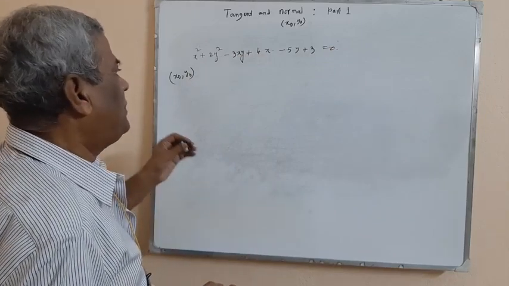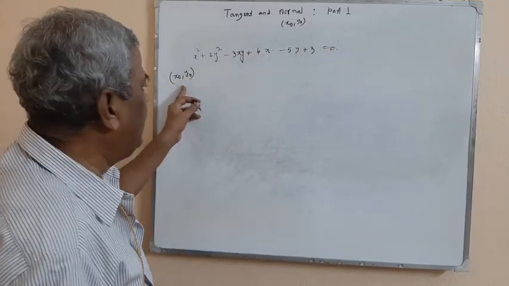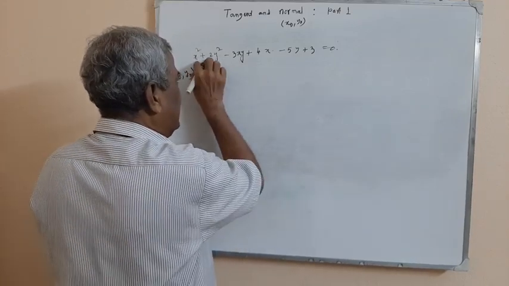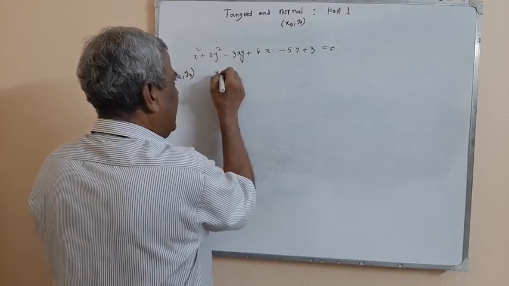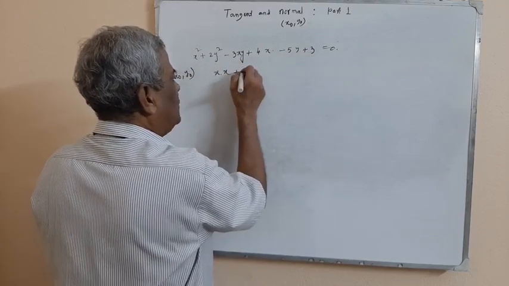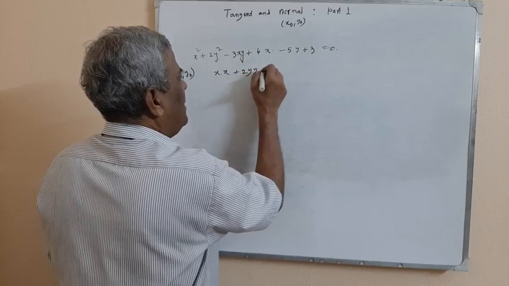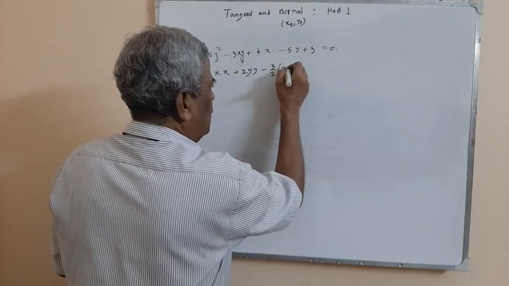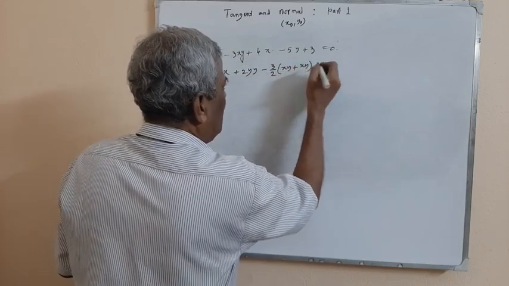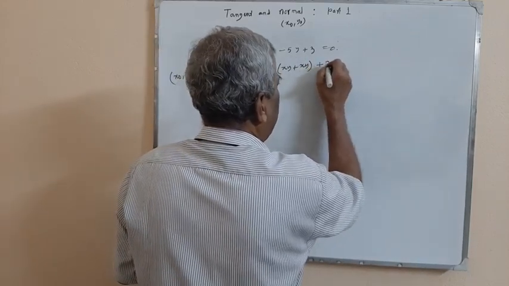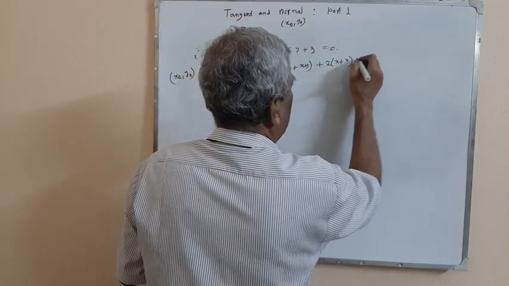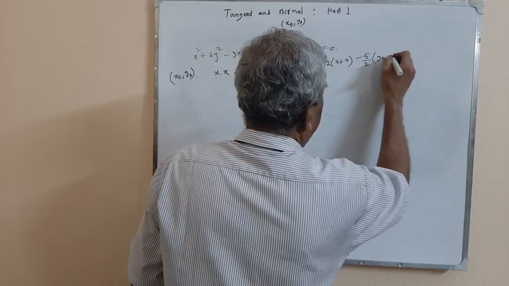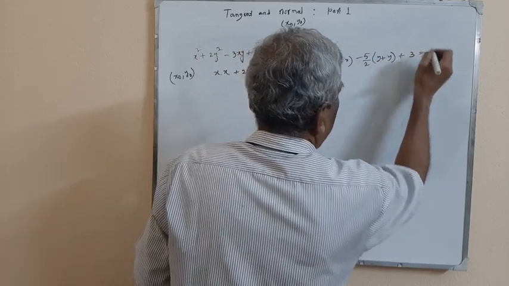And the equation of the tangent of that curve at that point x0, y0, in order to get that, we first write this equation as x into x plus 2 into y into y minus 3 by 2 xy plus xy, 4x to be replaced by 2 into x plus x, 5y, 5 by 2 into y plus y, plus 3 is equal to 0.